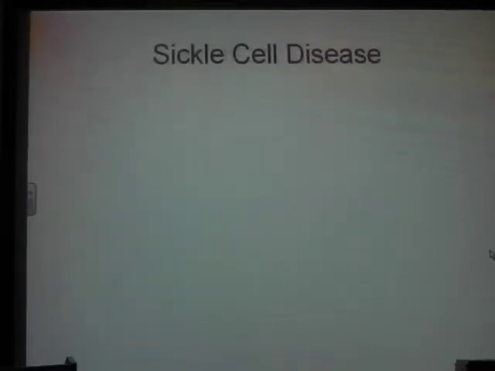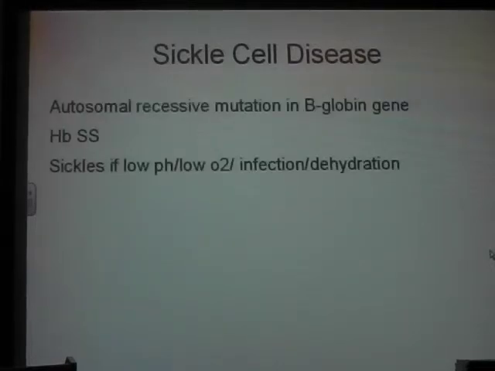So I mentioned sickle cell disease as one of the causes of haemolytic anemia. Sickle cell disease is autosomal recessive. It's a mutation in your globin gene, and you make hemoglobin S. Hemoglobin S sickles, so it forms crystals in stressful conditions such as low pH, low oxygen, infection and dehydration.